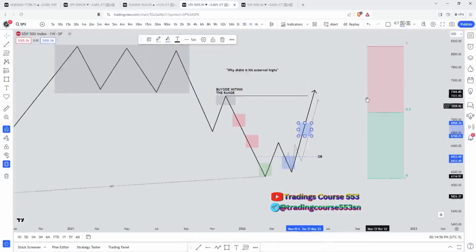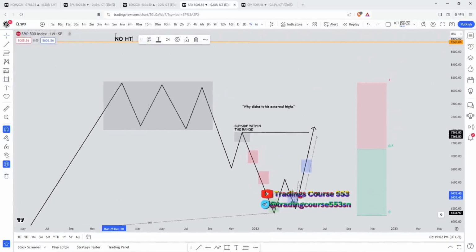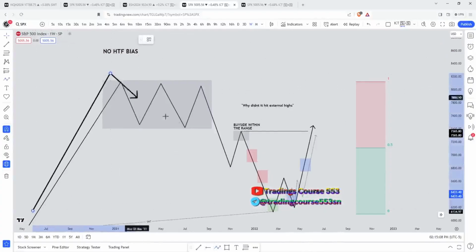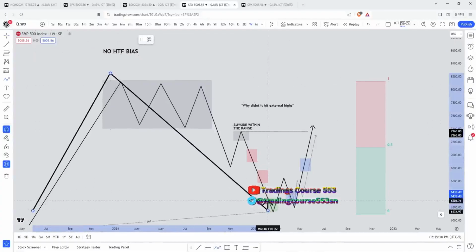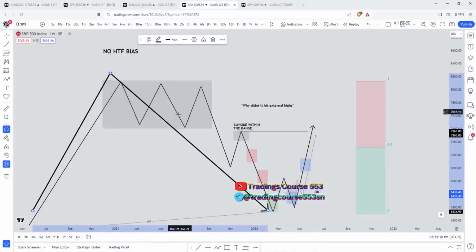So if you do not have a higher time frame bias, let's say no higher time frame bias in this example, so we can remove this line, and all you see is price create a high, then a low on the higher time frame, don't be targeting this high up here created, because there's no higher time frame bias to suggest that price can move past that.